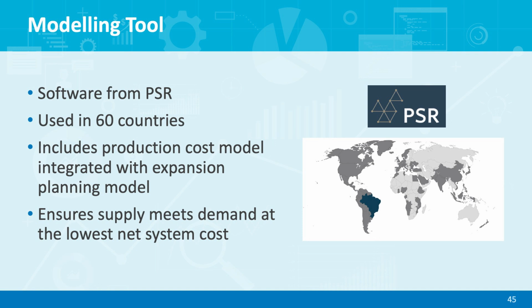The software that we use includes two tools. The first is a production costing model, which is used to simulate power systems to determine the cost of producing electricity. The second tool is an expansion planning model, which is used to explore adding new generation resources to an existing system to meet growing demand. Both models are integrated to work together to simulate each of the scenarios to ensure supply meets demand in the lowest cost way.